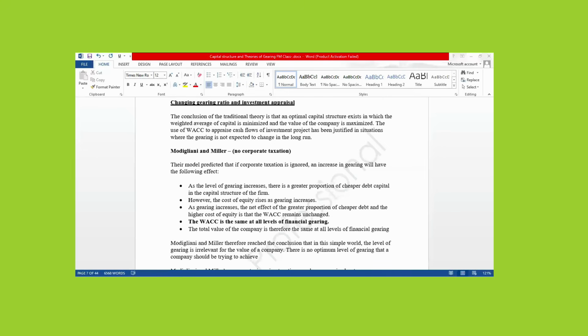According to Modigliani and Miller, as the level of gearing increases, there is a greater proportion of cheaper debt capital in the capital structure of the firm. The cost of equity will rise. The cost of debt will fall. The weighted average cost of capital remains unchanged. If cost of equity increases by 5%, cost of debt will fall by 5%. Weighted average cost of capital remains the same.